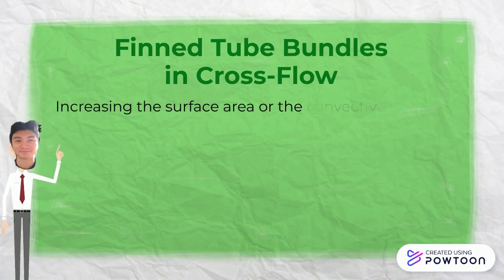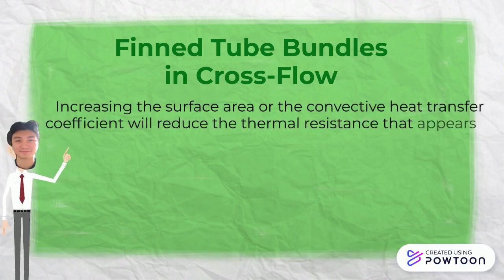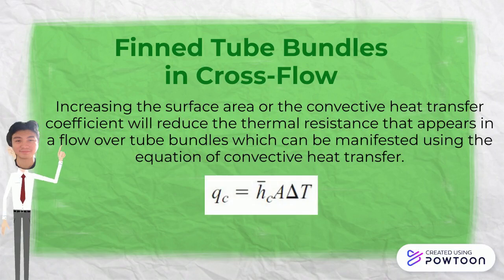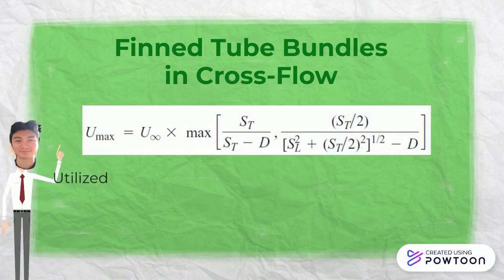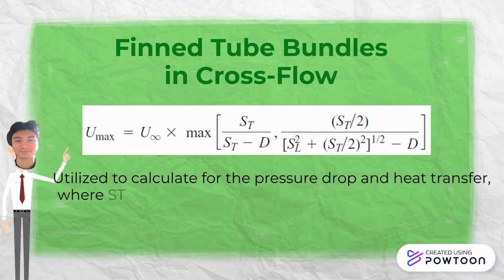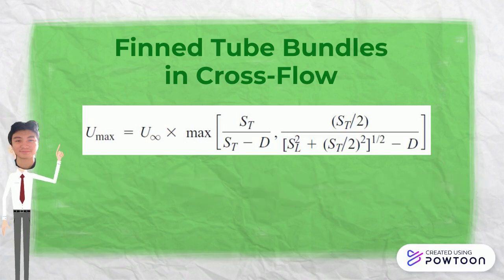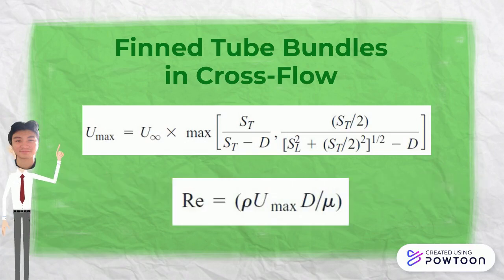Increasing the surface area or the convective heat transfer coefficient will reduce the thermal resistance that appears in the flow over tube bundles, which can be manifested using the equation of convective heat transfer. This equation can be utilized to calculate the pressure drop and heat transfer, where St is the transverse pitch and Sl is the longitudinal pitch. And also, the Reynolds number can be equated from this equation.